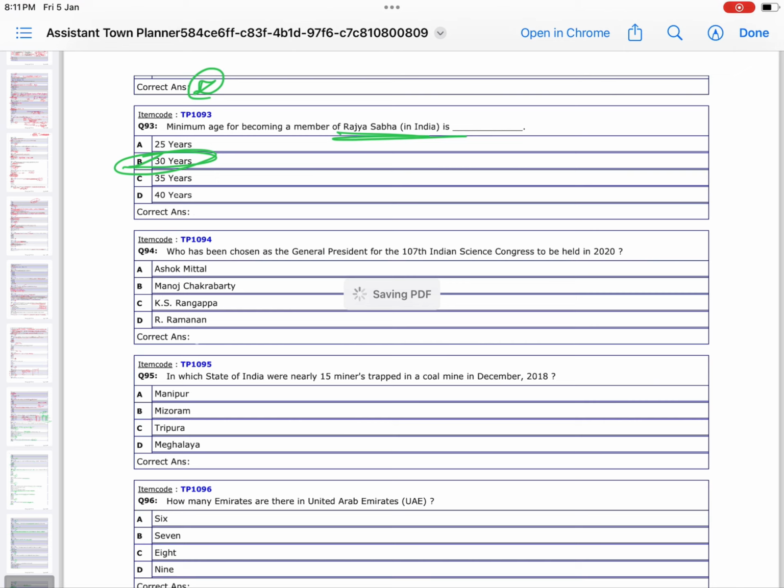Coming on to the question number 94. Who has been chosen as the General President for the 107th Indian Science Congress to be held in 2020? And it has been K.S. Rangappa. Question number 95. In which state of India were nearly 15 miners trapped in a coal mine in December 2018? So they were trapped in December 2018, and it happened in Meghalaya.